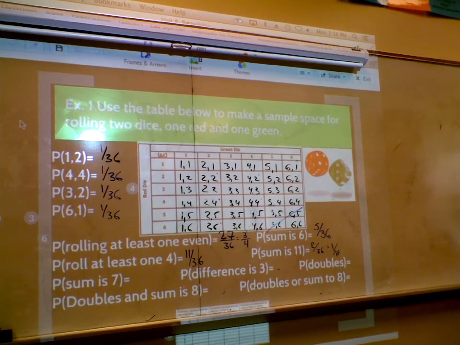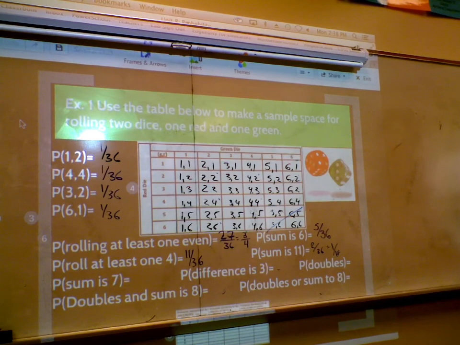What is difference is 3? Difference is 3 means you subtract them and they have 3, or they're 3 apart.